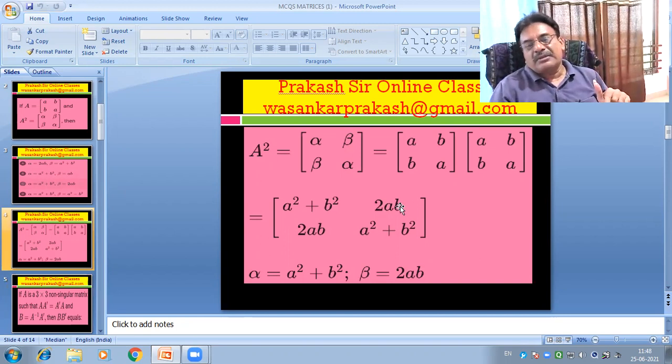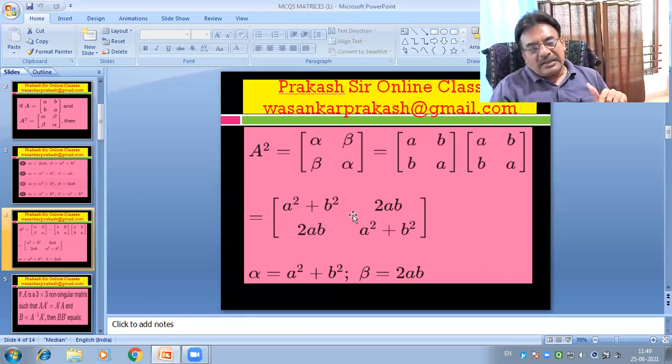So right here 2AB. Next, second row, first column, B into A, AB plus A into B, AB, AB plus AB, twice AB. Second row, second column, B into B, B square plus A into A, A square. So A square plus B square. So right here A square plus B square. This is A square matrix, and this matrix equals to again the given A square matrix, that is matrix alpha, beta, beta, alpha.